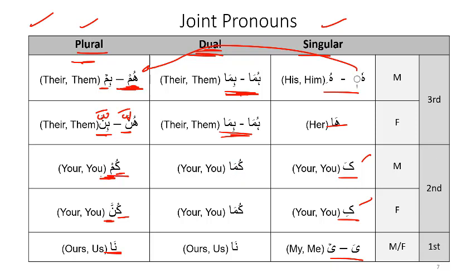You take the male dual, kum, and then just add an alif. So kitabukuma would be your book, where we are talking about two people. And here again, it doesn't matter whether we are talking to two men or two women. And then kitabuna is our book. And notice here that the plural and dual are the same for the first person.